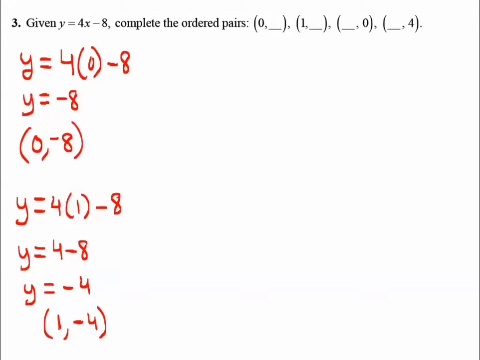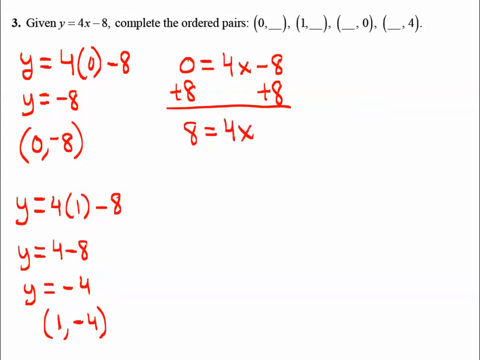On the other two, yes, there's some algebra to do, because we're not plugging into something that's been solved for. 0 goes in for the y value, and I've got to do some algebra. Still somewhat pretty easy though, right? Add 8 to both sides. 8 is equal to 4 times x, divide by 4, and we get x equals 2. So how about 2 comma 0?